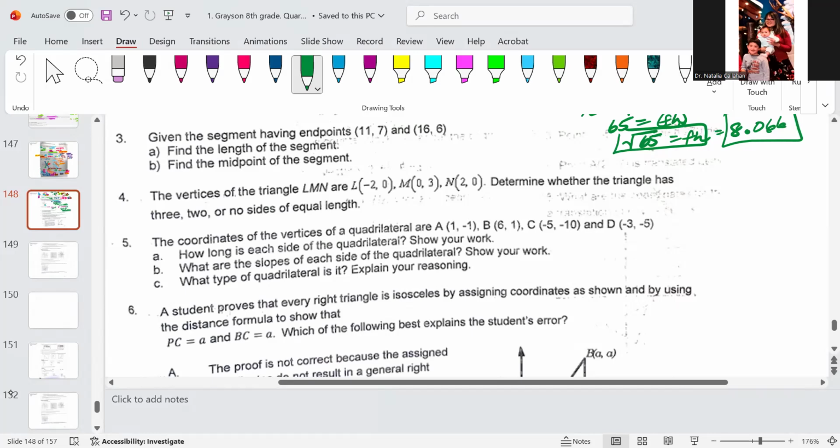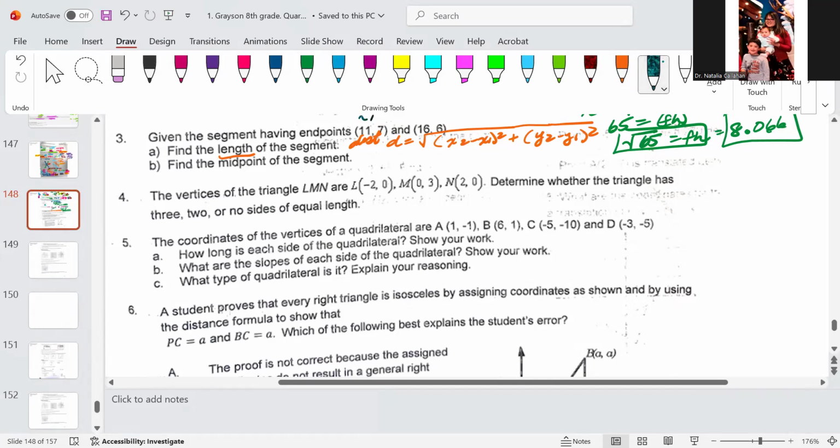Given a segment having endpoints (11, 7) and (16, 6), find the length of the segment. Okay, so first part is find the length. Length means distance formula, right? Distance is, what's the formula? (x2 minus x1) squared plus (y2 minus y1) squared. You could do the y's first and then the x's. Doesn't really matter because it's commutative, right?